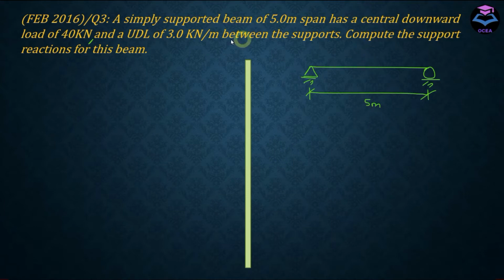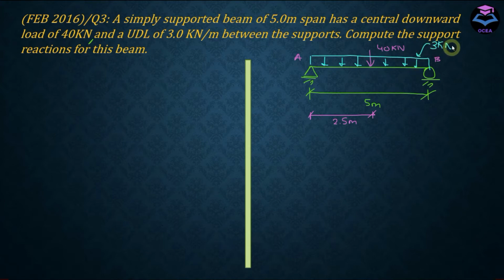And it has a central downward load of 40 kilonewton. So we have a 40 kilonewton point load acting in the downward direction at the center of the beam. And it has a UDL of intensity 3 kilonewton per meter. So we have a UDL that has an intensity of 3 kilonewton per meter, and we have to determine the support reactions for this beam.